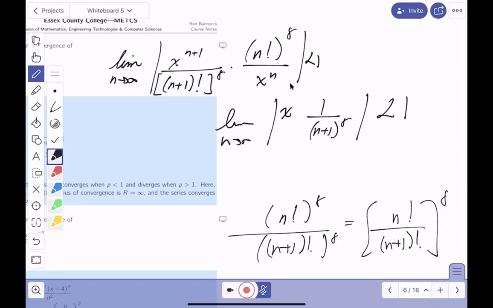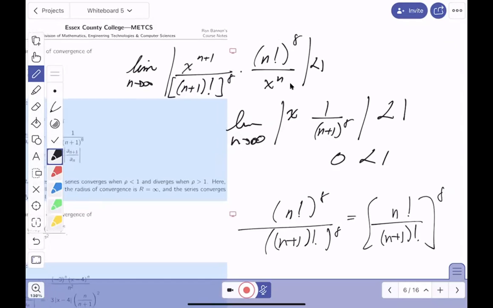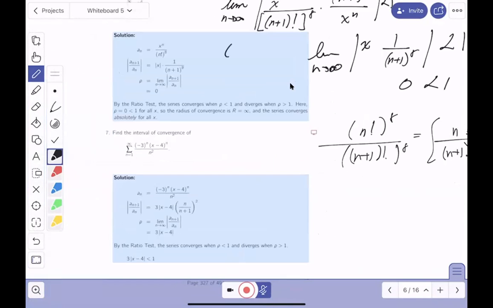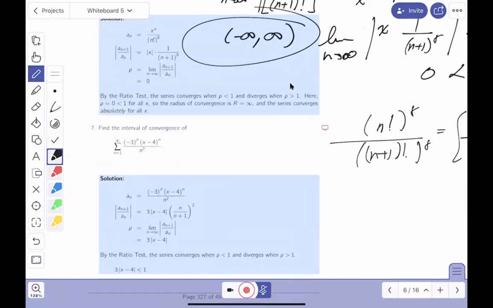All right, let's take a look at it. What would you get over here? Well, I hope you realize that as we go towards infinity, this is going to go towards 0, and 0 is always less than 1. So the interval of convergence will be all real numbers. There's no x that wouldn't work in that problem. All right, when I say no x, no finite x.